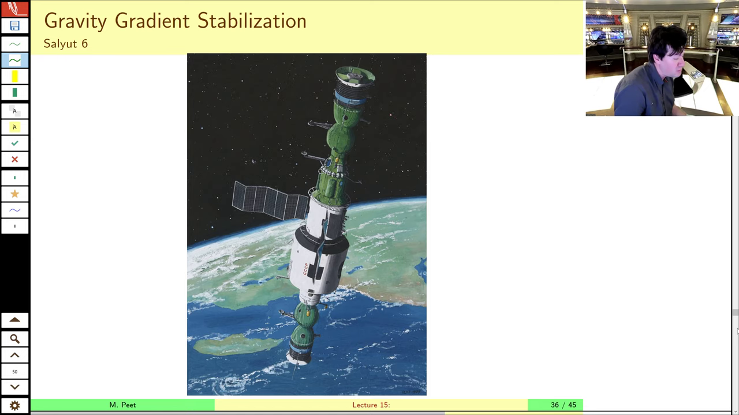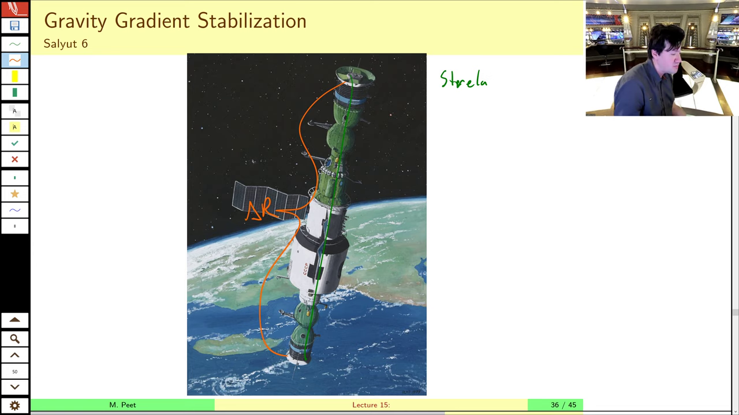There are several well-known examples of this. The Soviets were very good at it. Australia was one, with those military communications satellites. Another example is the Soviet space station Salyut, which, because it's long, has a relatively large delta r. The longer you are, the greater the gravity gradient stabilization.